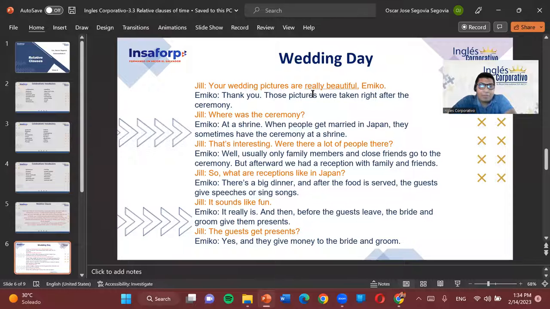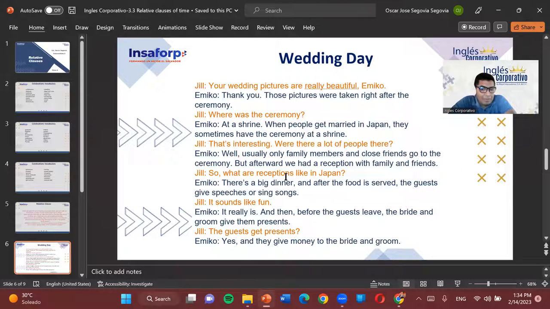Your wedding pictures are beautiful, Emiko. Thank you. Those pictures were taken right after the ceremony. Where was the ceremony? At a shrine. When people get married in Japan, they sometimes have the ceremony at a shrine. That's interesting. Were there a lot of people there? Well, usually only family members and close friends go to the ceremony. But afterward, we had a reception with family and friends.